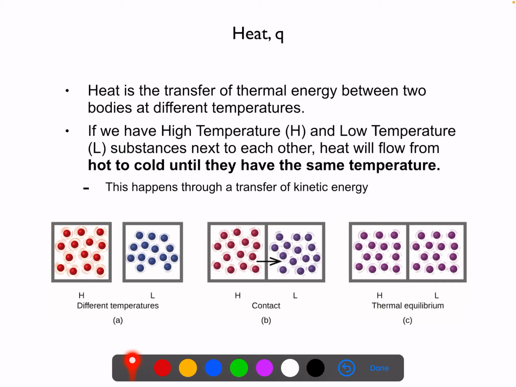So heat, again, is the transfer of thermal energy between two bodies at different temperatures. And one of the important things to think about with heat is that if we have something that's hot and something that's cold and we bring them in contact with each other, the hot thing is always going to transfer energy to the cold thing, right? Until they are at the same temperature. So in the winter, if you leave your door open, your heat is all going to escape the house and go outside in an attempt to warm up the outside to the same temperature.